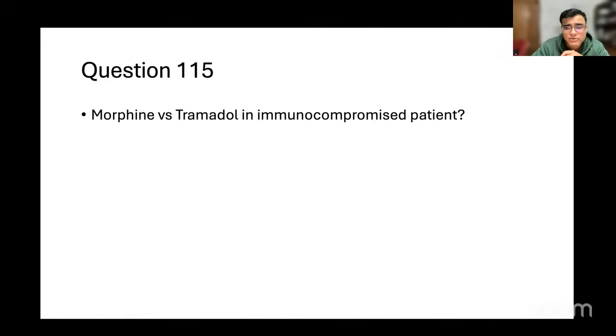So that is one question which was told, that some question was there between morphine and tramadol in an immunocompromised patient. I think that would have been the option, immunomodulation or natural killer cell function or something. Morphine has that property which tramadol does not.